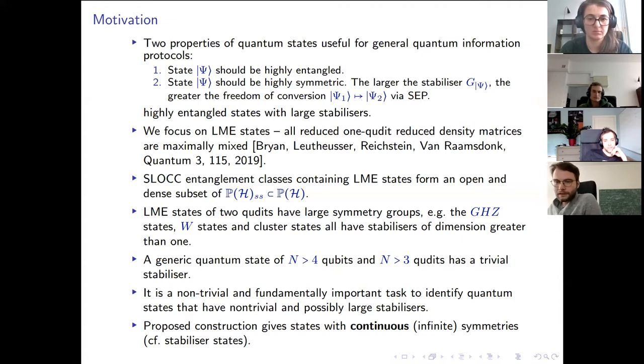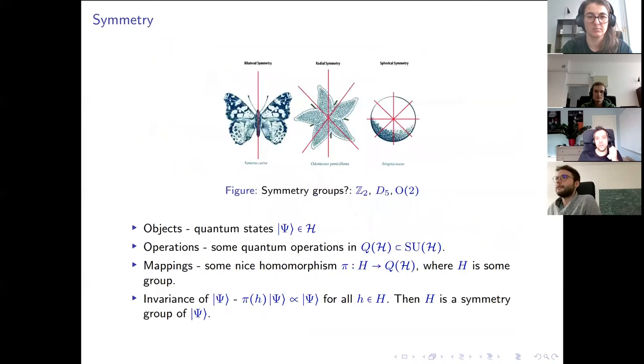This is in contrast with, for example, stabilizer states, which have discrete symmetries. Like here, the streptococcus has a continuous symmetry in the geometrical sense, whereas the starfish or butterfly have discrete symmetry, right?